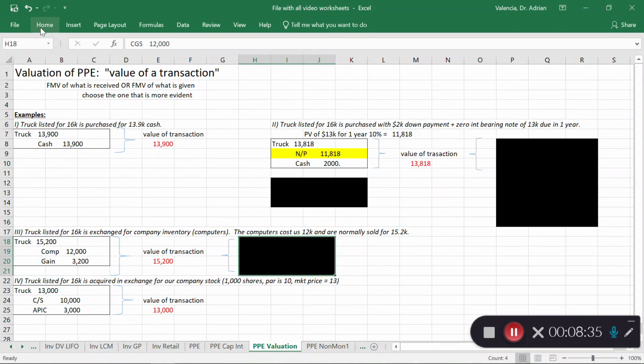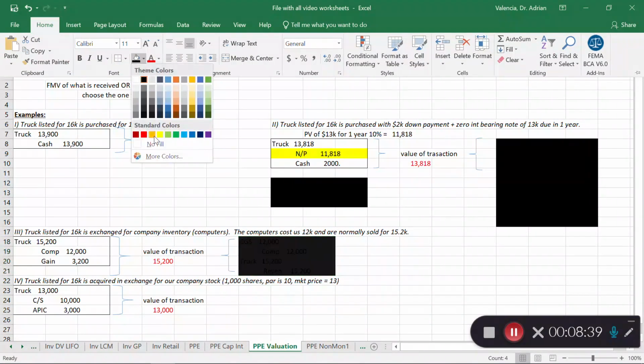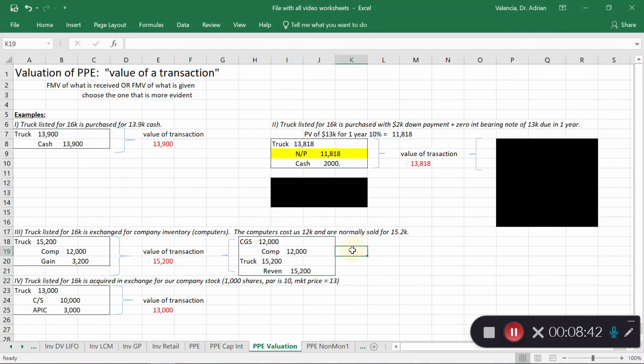So let me open this up so you can see what I mean. Another scenario would be I could record cost of goods sold and remove the computers from my books, and at the same time record the truck for 15,200 and recognize that as revenue of 15,200. Now, the difference between cost of goods sold and revenue is still 3,200, right? So in the income statement, you'll see that 3,200 as opposed to directly as a gain.